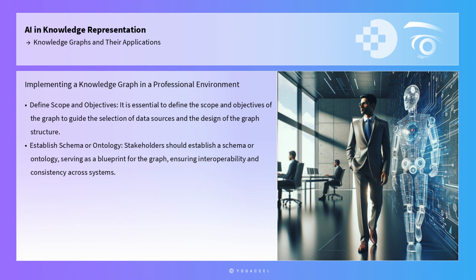Implementing a knowledge graph in a professional environment involves several critical steps. First, it is essential to define the scope and objectives of the graph. Clearly articulating what the graph is intended to achieve will guide the selection of data sources and the design of the graph structure. Next, stakeholders should establish a schema or ontology which serves as a blueprint for the graph. Ontologies like schema.org or industry-specific vocabularies offer standardized frameworks that ensure interoperability and consistency across different systems.